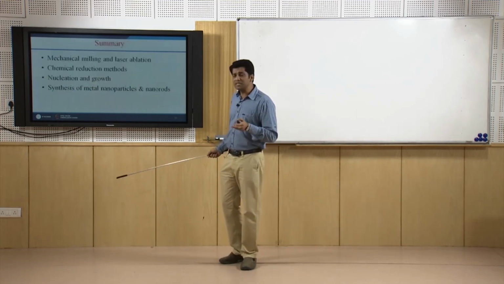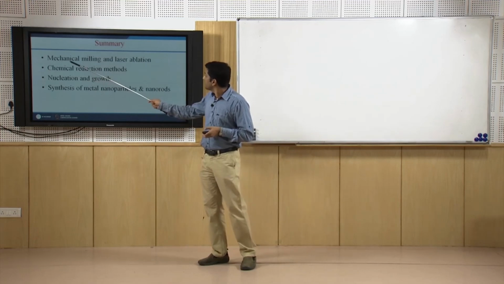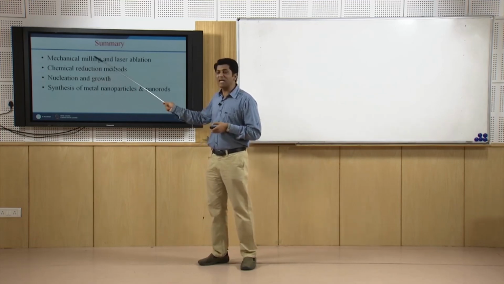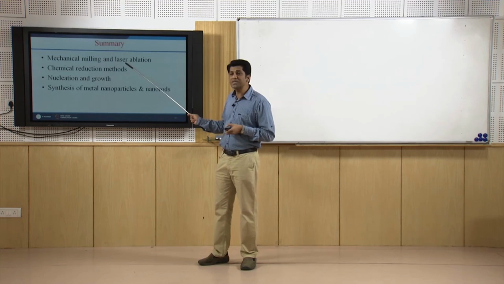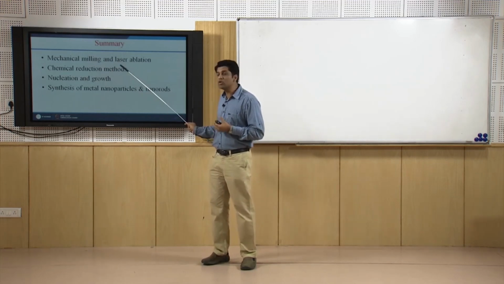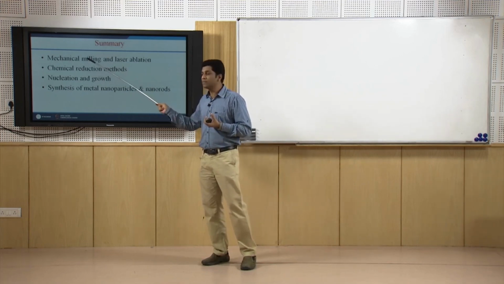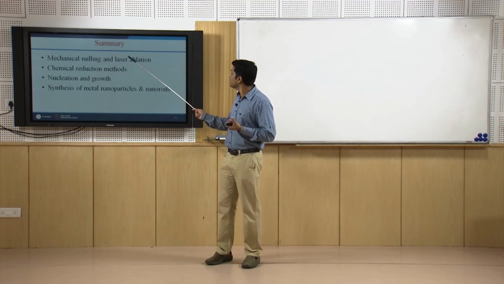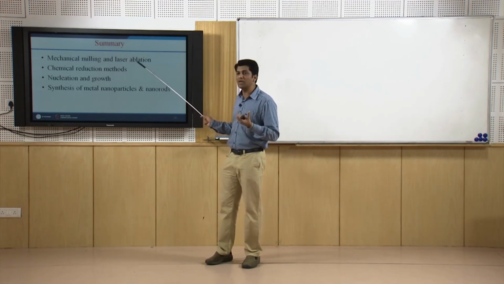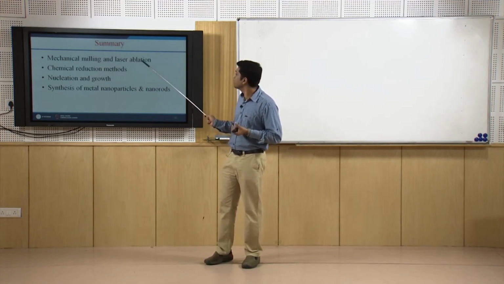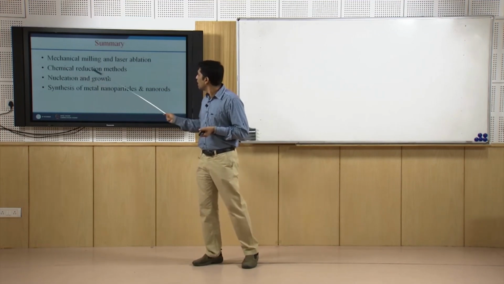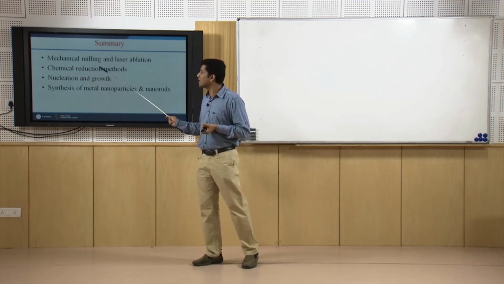And as a summary of this lecture, we have learnt what is mechanical milling and what is laser ablation. So, these are two physical methods to make nanoparticles, and you learnt that mechanical milling is a top down approach, okay. And laser ablation is a green and eco friendly method because we are not using any toxic chemicals. And we have also learnt how to make nanoparticles by chemical reduction method.